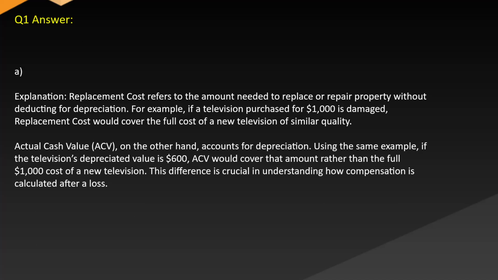Answer A. Explanation. Replacement cost refers to the amount needed to replace or repair property without deducting for depreciation. For example, if a television purchased for $1,000 is damaged, replacement cost would cover the full cost of a new television of similar quality. Actual cash value (ACV), on the other hand, accounts for depreciation. Using the same example, if the television's depreciated value is $600, ACV would cover that amount rather than the full $1,000 cost of a new television. This difference is crucial in understanding how compensation is calculated after loss.